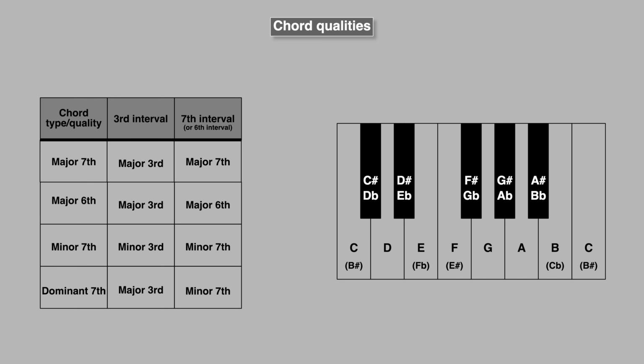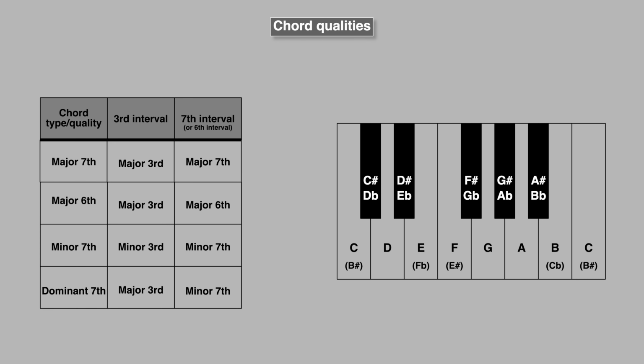In this video, we will deal with four basic four-part chords: the major seventh, the major sixth, the minor seventh, and the dominant seventh. Three of these are diatonic four-part chords. Hence, they can be built from one or more scale degrees of the major and minor scales.